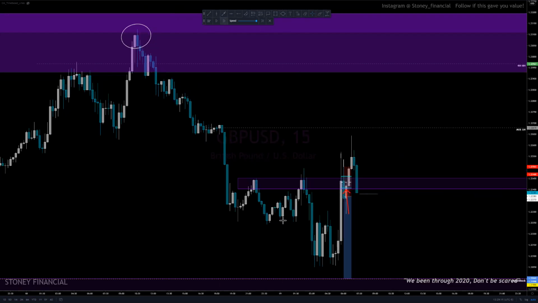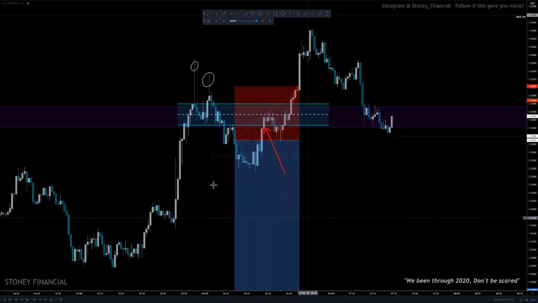We had an alarm set to catch price when it returned. When price returned, I knew that this was an overshoot. How do I know it's an overshoot? A common overshoot pattern is going to be a double top and then a retest of the double top.